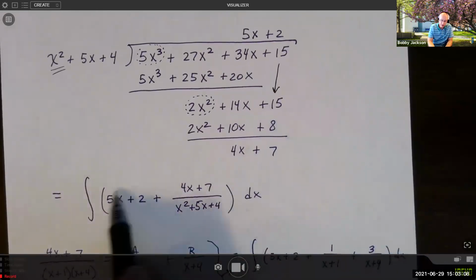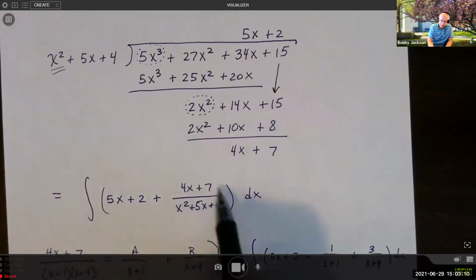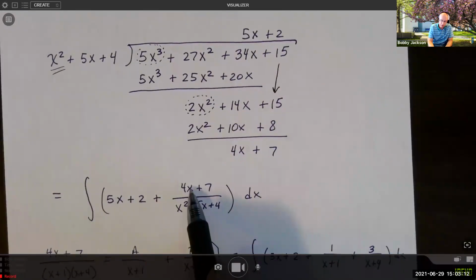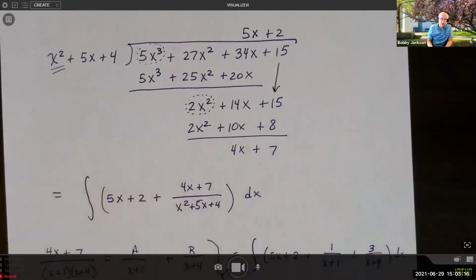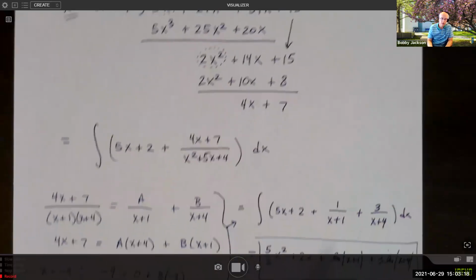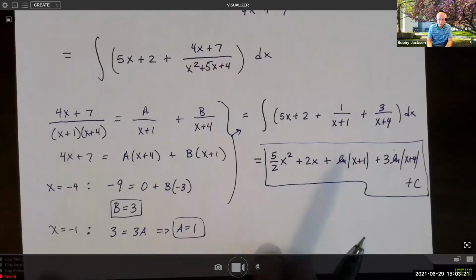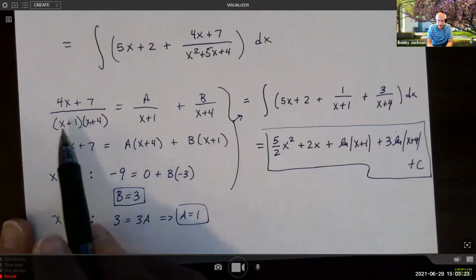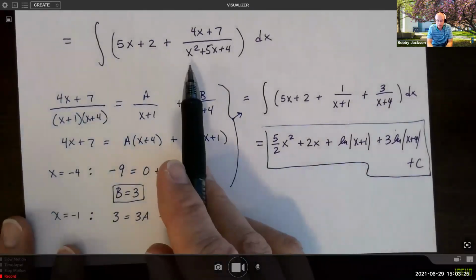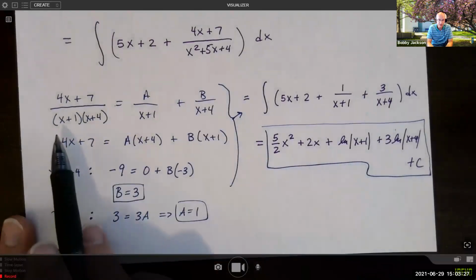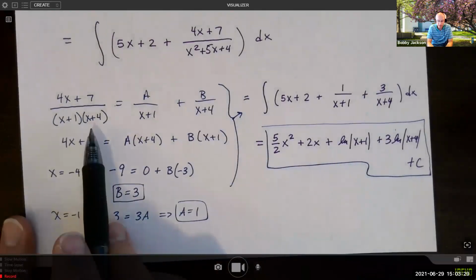Now it's easy to integrate 5x and 2, we know that. But what about this thing? Well, notice the degree of the top now is 1 and the degree of the bottom is 2. Now I can use partial fraction decomposition on this. So the way to proceed there is to first factor this denominator. So x squared plus 5x plus 4 factors as x plus 1 times x plus 4.